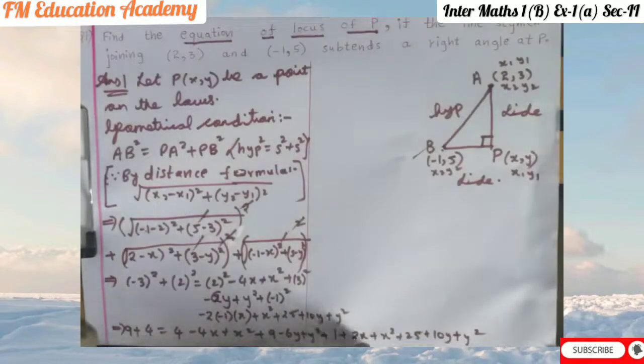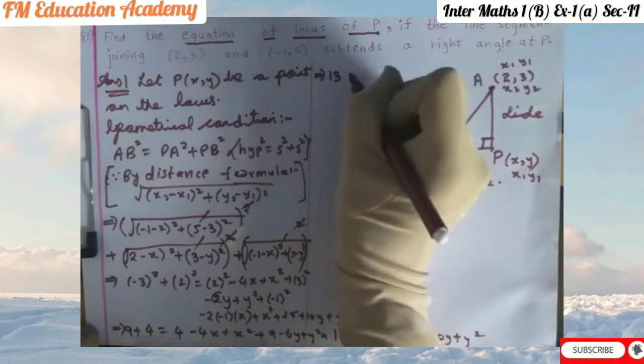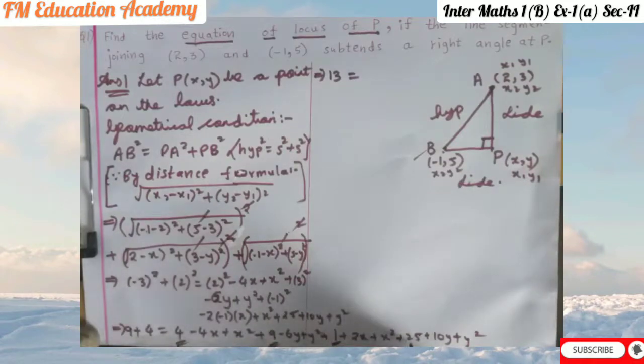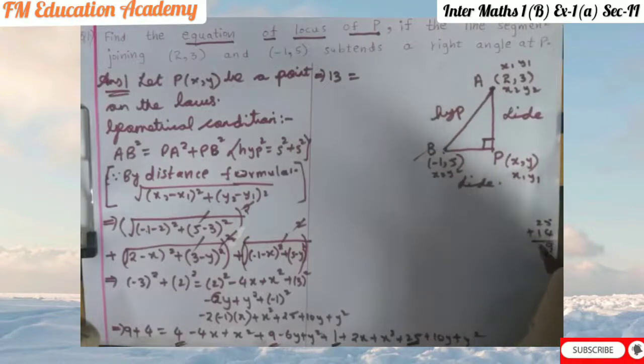See here we have 1 plus 2x plus x square plus 25 plus 10y plus y square. From this step only we wrote this step. Okay. Now 9 plus 4 is 13, equals to, how many numbers we have? 4 plus 9 is 13. 13 plus 1 is 14. 14 plus 25 is 39.